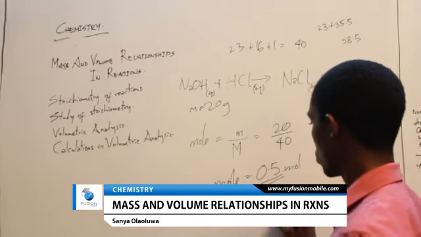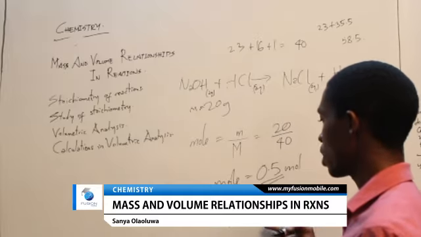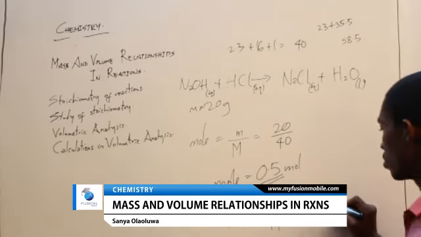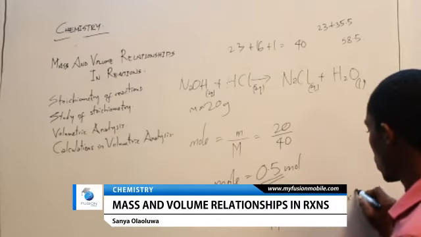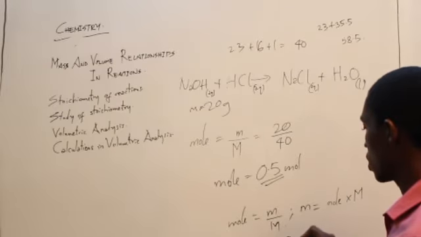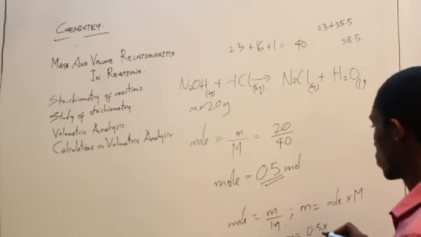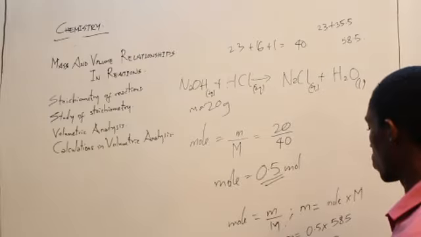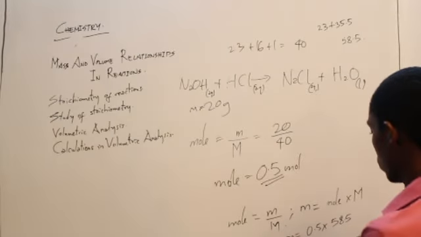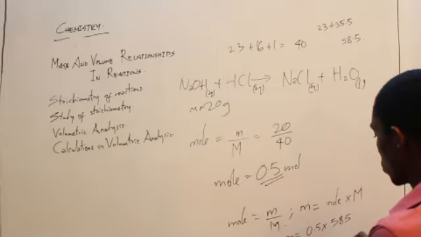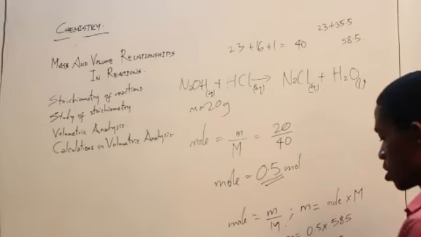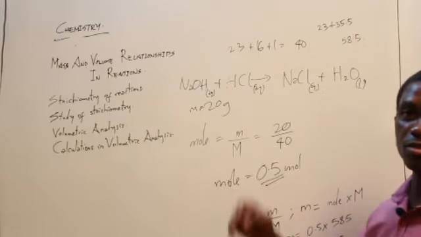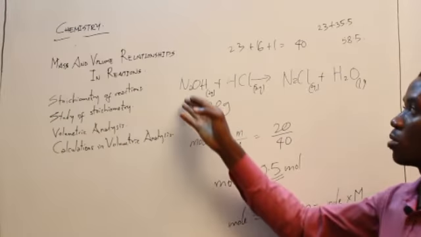Mole equals mass divided by molar mass. We know the molar mass, and we're trying to calculate mass this time around. Hence, mass will be equal to mole times molar mass, which will be 0.5 multiplied by 58.5. So M will be equal to 29.25 grams.